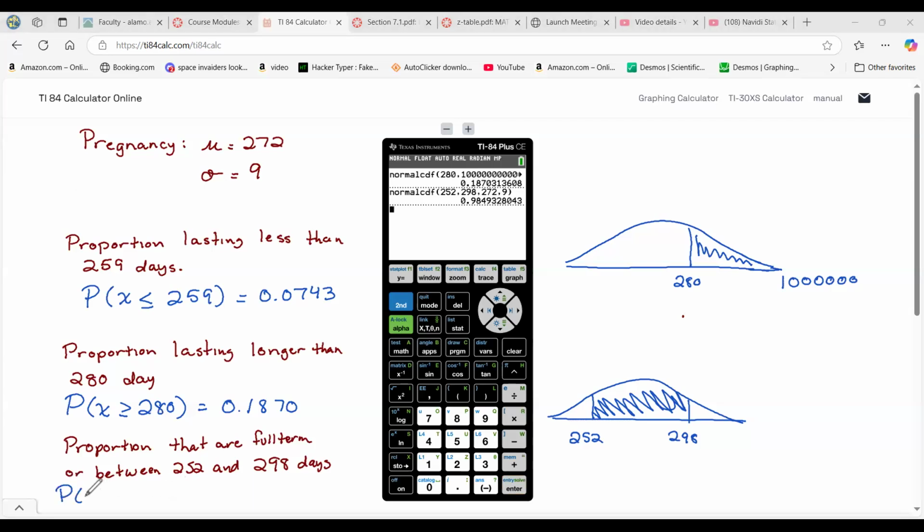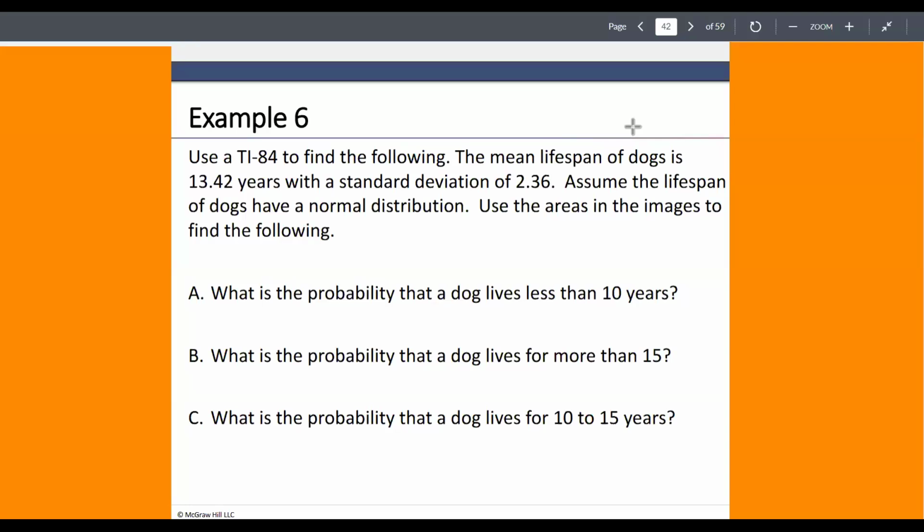And the probability that I would have a pregnancy that lasts somewhere between 252, or my X is going to be between 252 and 298, will be approximately 0.8949. And I believe this one was a little closer to what we got when we used the z-table. All right, and like I said, we're going to do this one more time with the dogs.